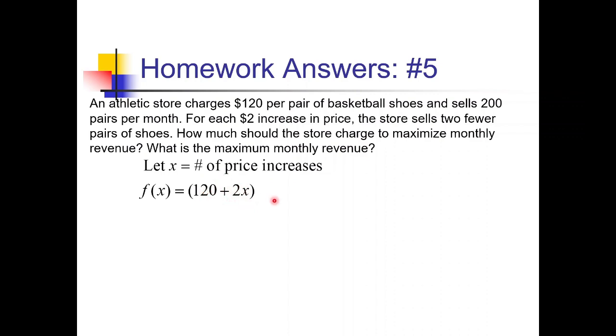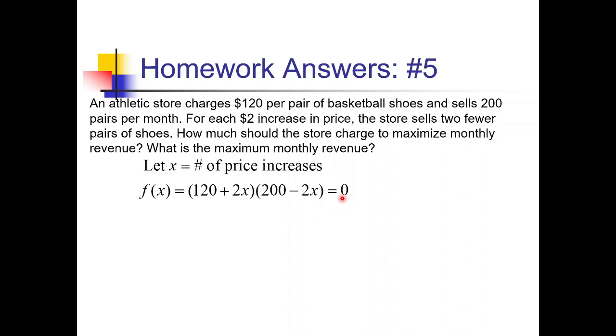Now how about the number of customers based off that price increase? Well, we started with 200 pairs per month being sold, and we lose 2, they said, 2 fewer for every time we increase that price. So we could write 200 minus 2x. And now let me just set this equal to 0 and get my x-intercepts. If I'm going to try to maximize this, since it's intercept form, my strategy is going to be to get the x-intercepts and average those to get the vertex. And that'll give me my max.